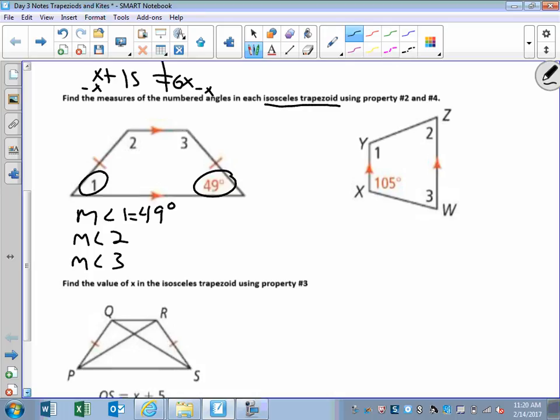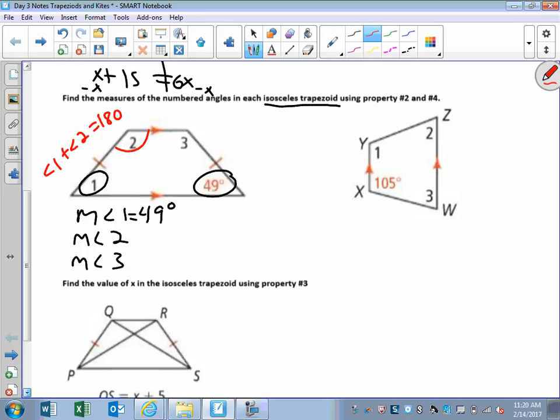Now the next thing we know is consecutive. So it's going to be 1 and 2 because they're next to each other. And because 2 is obviously not the same as 1, right? 2 is obtuse, I would say. And 1 is acute because we know that it's 49. So we know that angle 1 plus angle 2 has to equal 180.